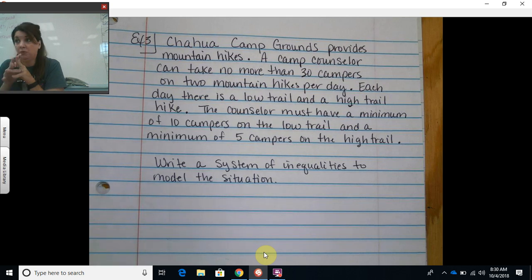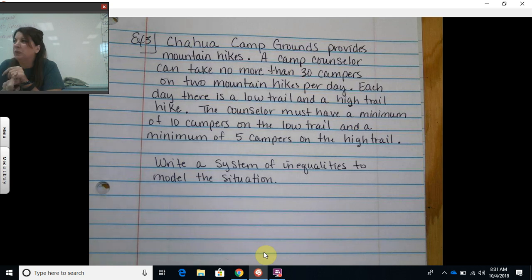So it's always a good idea to read word problems at least 2 times, right? If not more. The 2 mountain hikes comes from, there's one low trail hike, one high trail hike. So together, no more than 30 campers per day, right? The counselor must have a minimum of 10 campers on the low trail and a minimum of 5 campers on the high trail. So no more than 30 campers a day, but you got to take at least 10 on the low trail and at least 5 on the high trail.